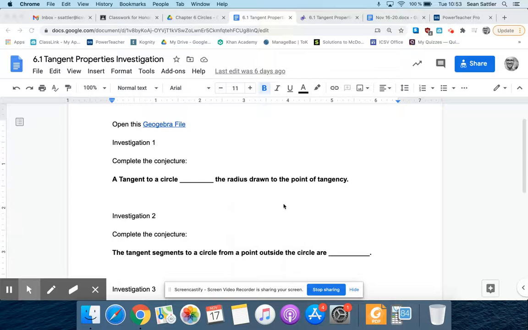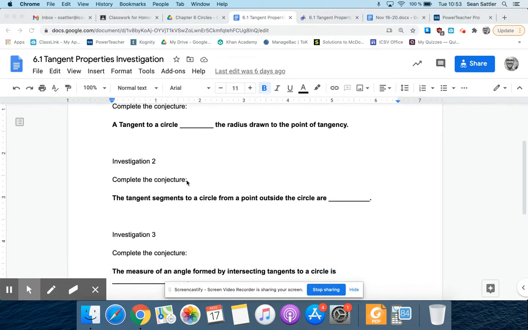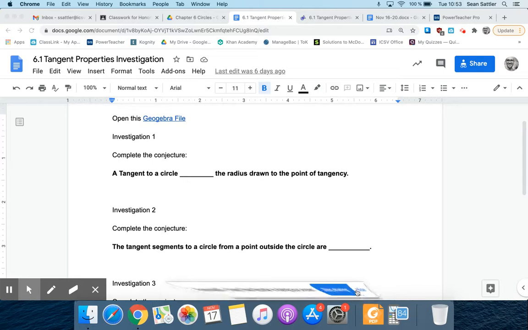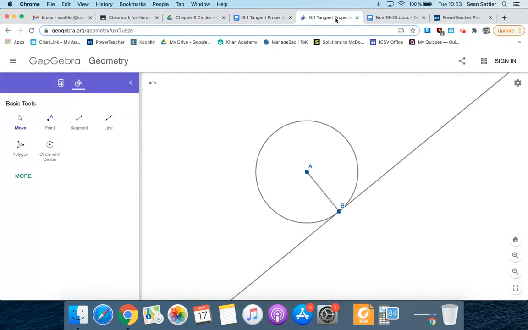Okay, hello. In this video, we're going to go through an investigation on tangent properties. So this is the start of chapter 6. I'm going to fill in these three conjectures. So here is the investigation.